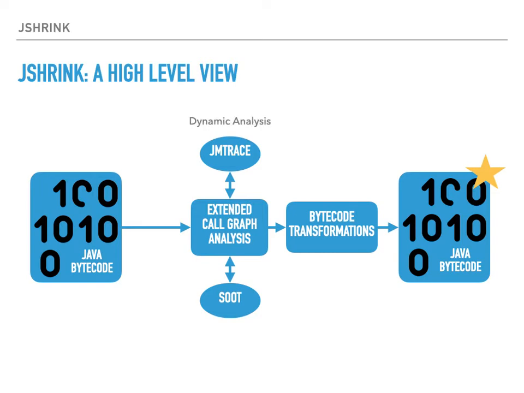The dynamic analysis component is carried out by our component, which we call JMTrace, which we'll talk about in another slide. The static analysis is carried out by the third-party Soot library. Once we obtain our extended call graph, we can begin applying bytecode transformations to the code, with the goal of outputting Java bytecode that is debloated in comparison to the original input.